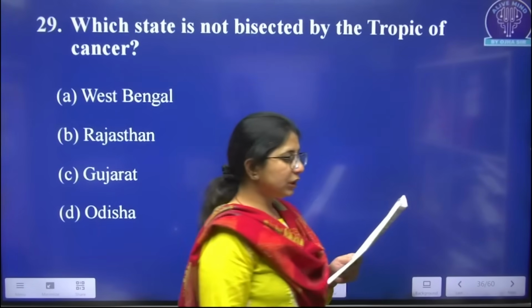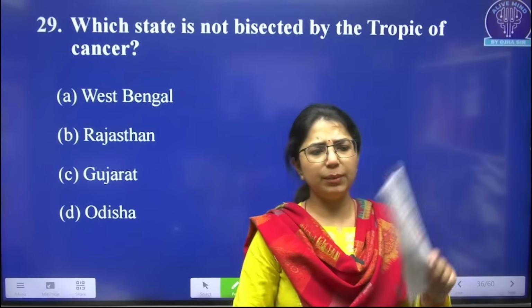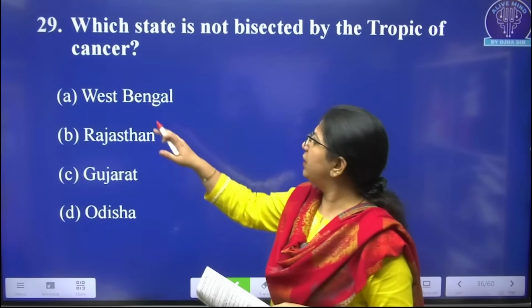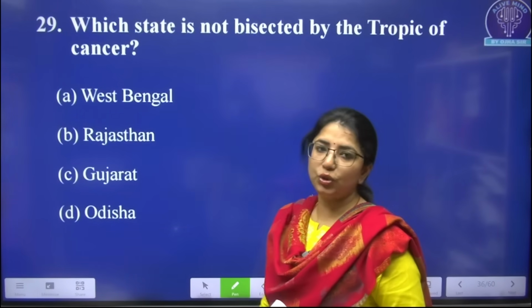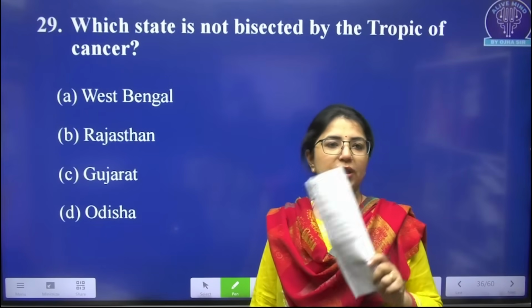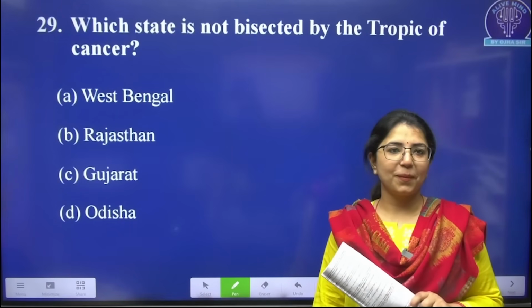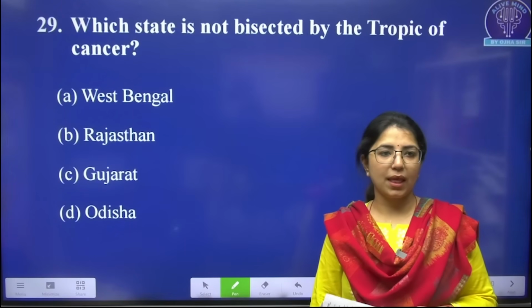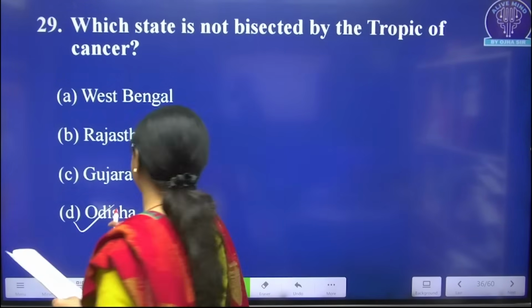Then the next question is, which state is not bisected by Tropic of Cancer? The same question with a different representation. West Bengal, Rajasthan, Gujarat or Odisha. Now you give me the answer. I have already told you. So here the answer is Odisha, D.